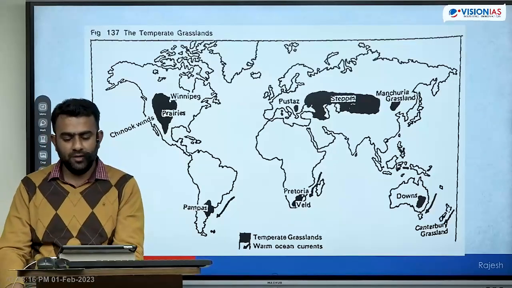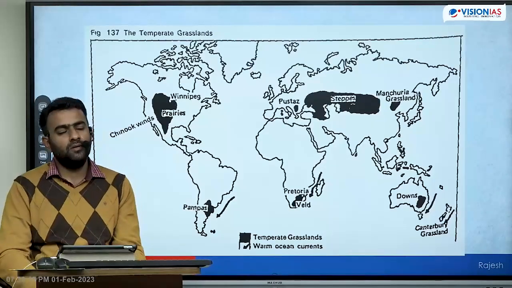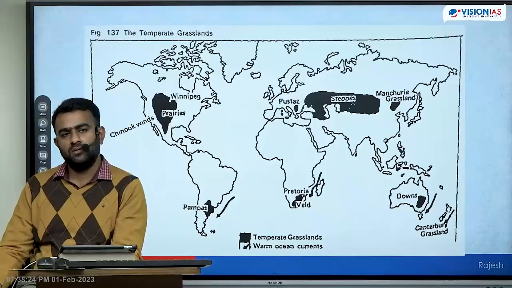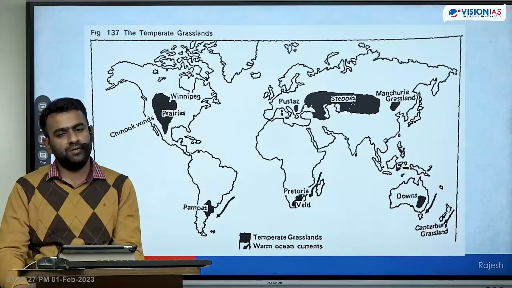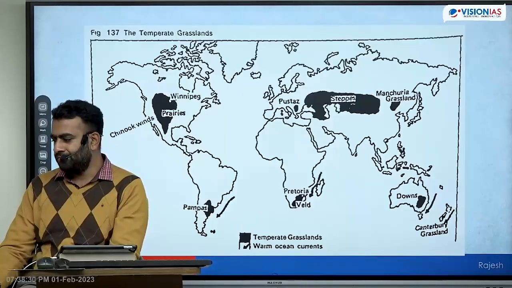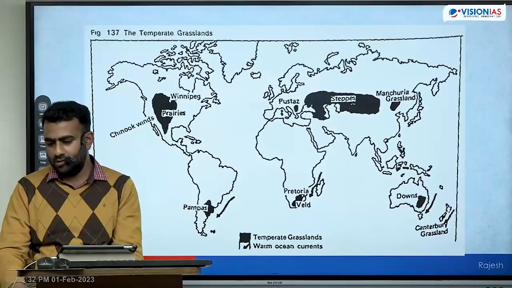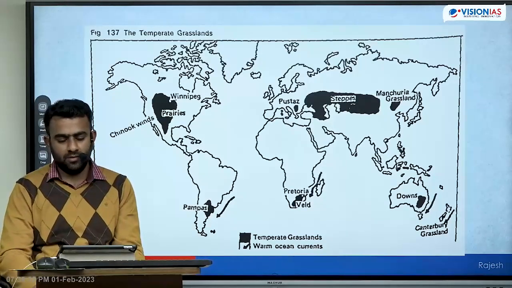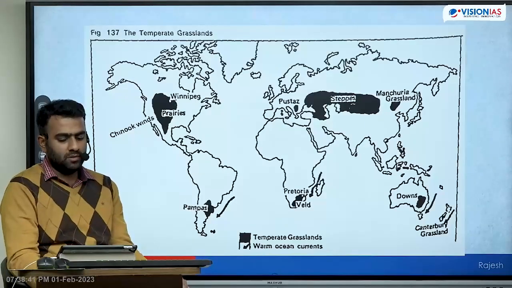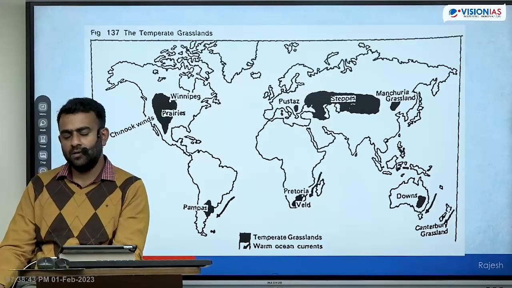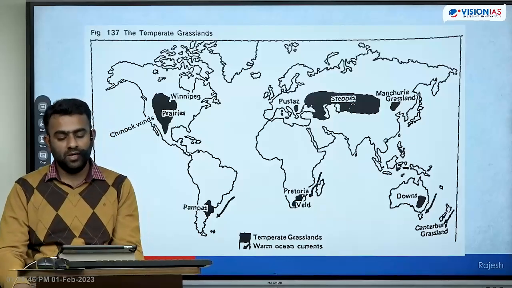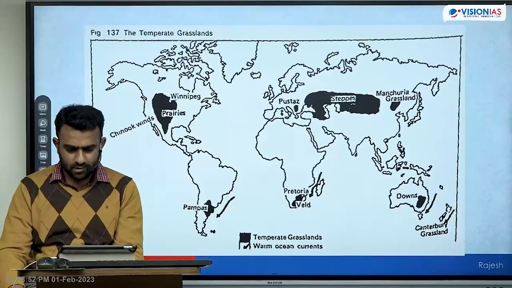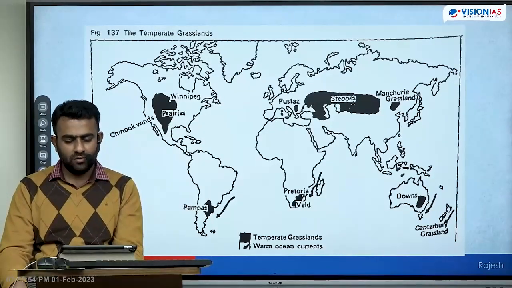Next point, during summer, the precipitation is through convection, resulting in moderate rainfall throughout the year.